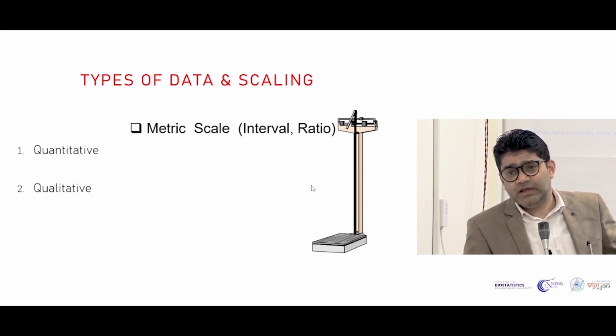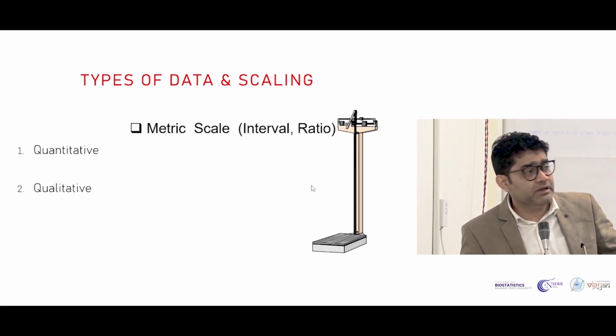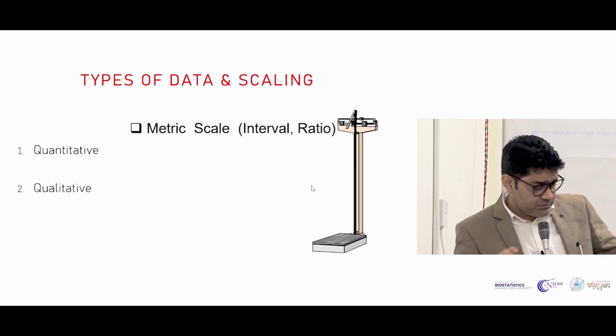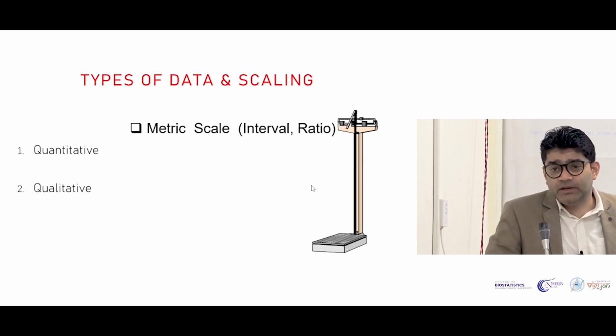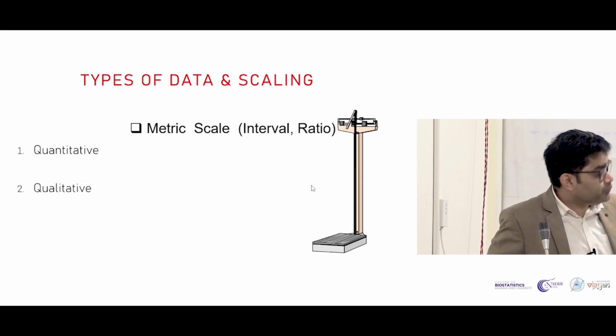Okay. So if absolute 0 has a real meaning, then we say that it is measured on a ratio scale. If absolute 0 does not have a true meaning, then we say that it is measured on an interval scale.